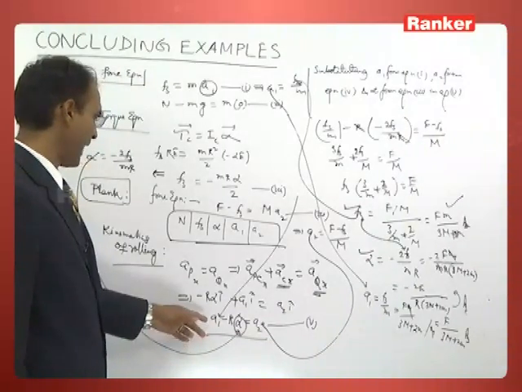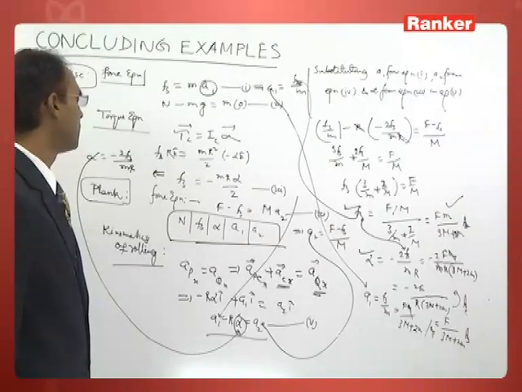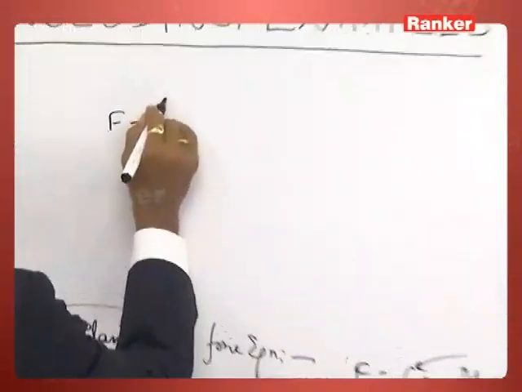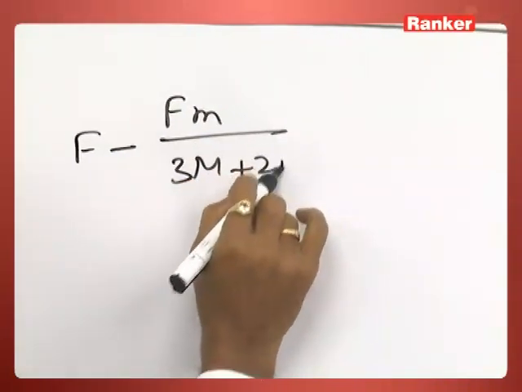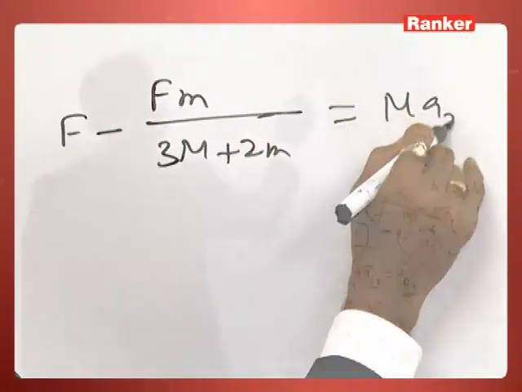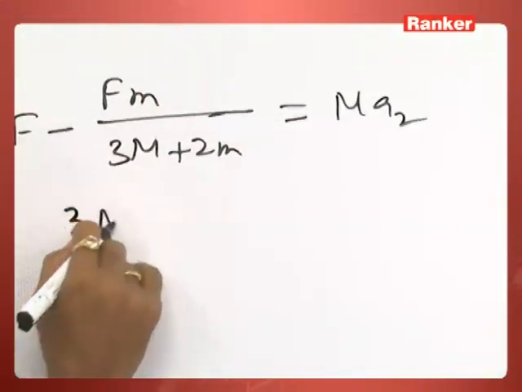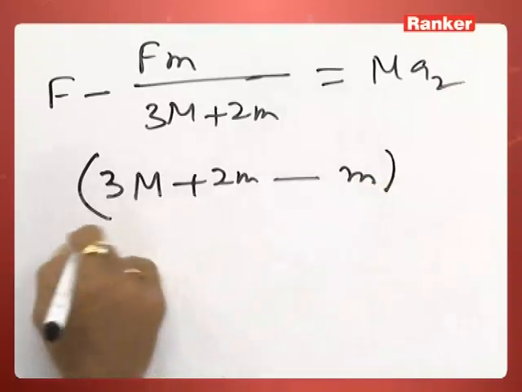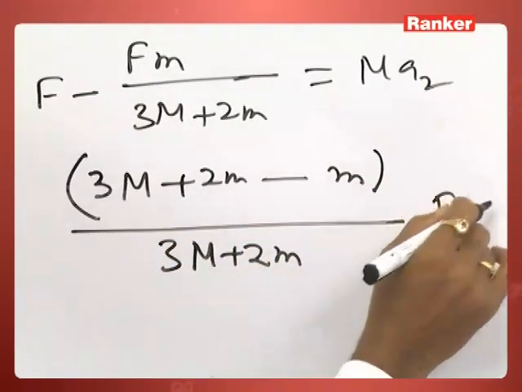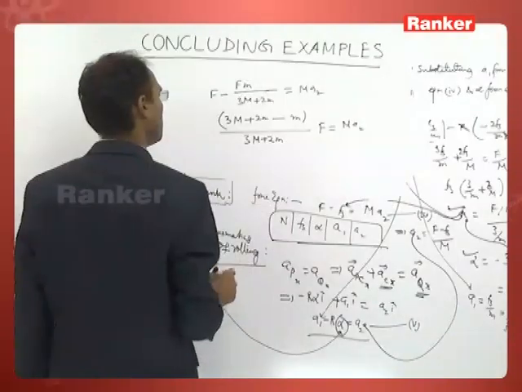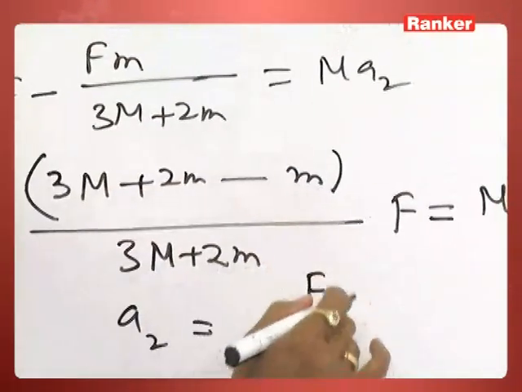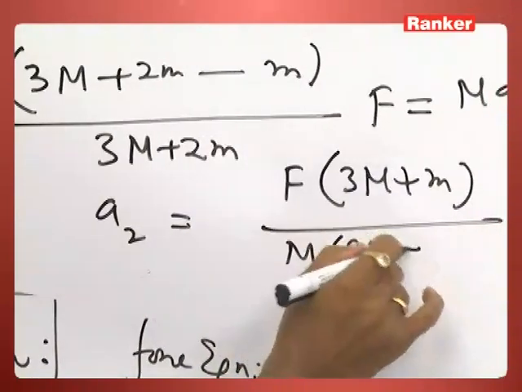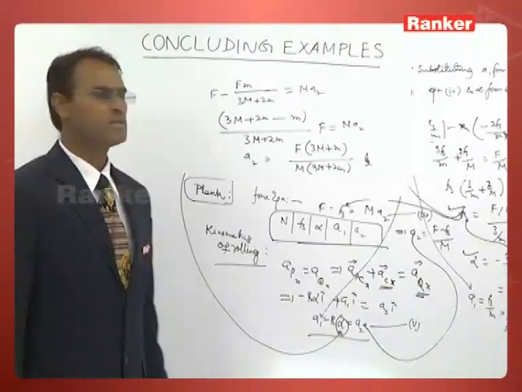And substituting A1 and alpha, you can get A2. Or substituting Fs in this equation, you are getting A2. F minus Fs, that is equal to F into M by 3M plus 2 small m, is equal to M into A2. So 3M plus 2 small m minus m by 3M plus 2 small m into F is equal to M into A2. So A2 will be equal to F into 3M plus small m by M by 3M plus 2m. Answer.